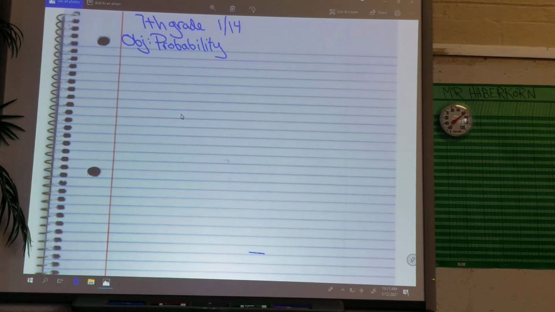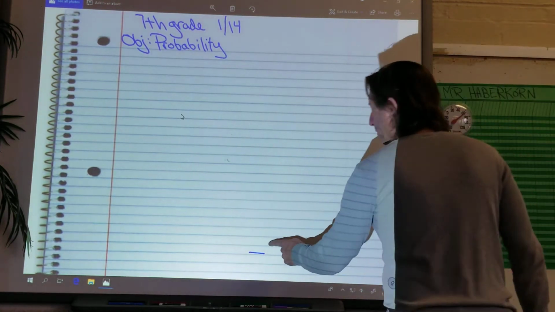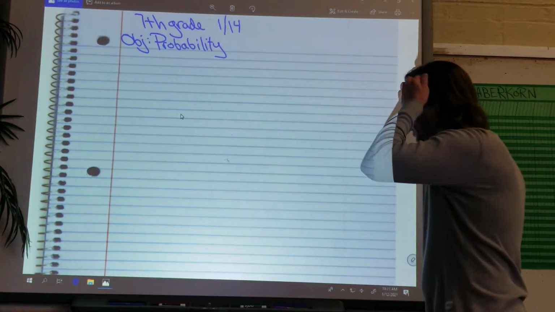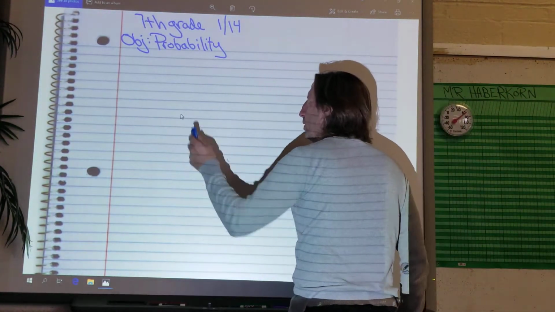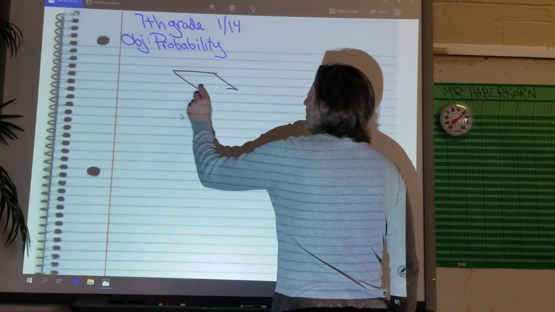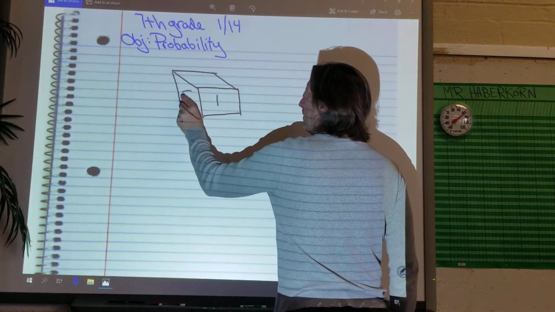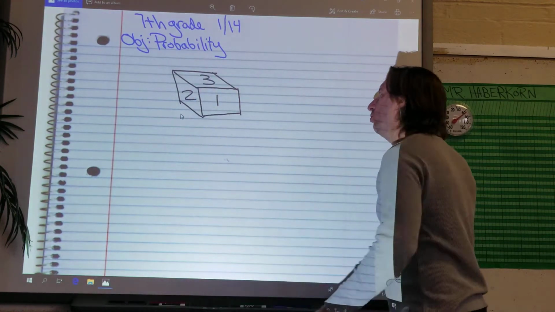I had a couple things quick to show you about probability. We've been talking about probability a lot. One thing I noticed we're having problems with is these things. This is called a fair number cube.